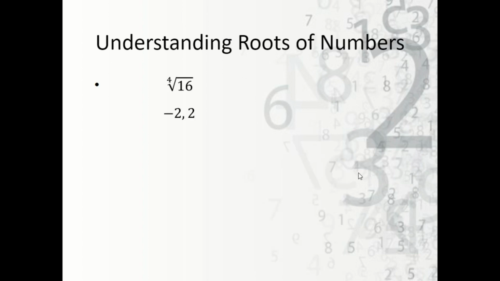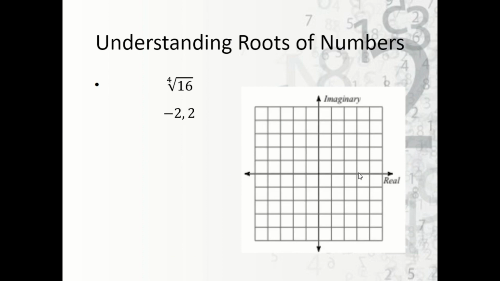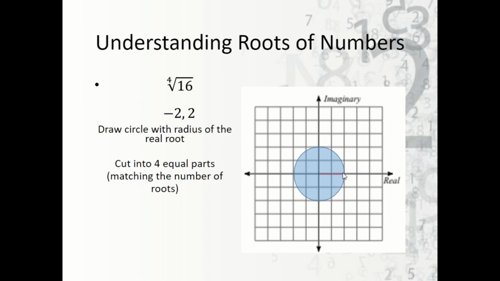So we have our 2 roots, and if we graph those on the coordinate plane, we're going to draw our circle with the radius equal to the real root, which is 2. So our radius here is 2. And we're going to cut this into 4 equal parts. So I divide 360, because a circle is 360 degrees, by the number of roots, which in this case is 4. 360 divided by 4 is 90. So every 90 degrees, I should have another line.